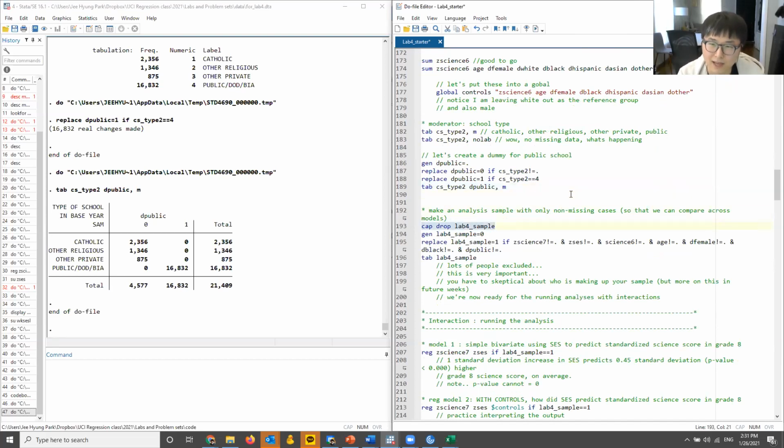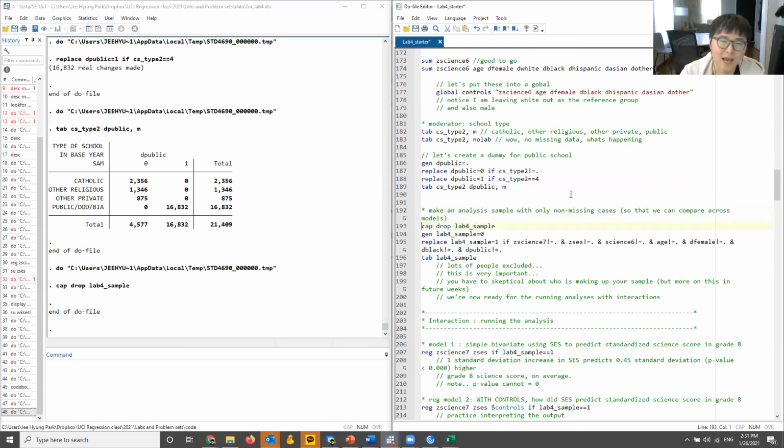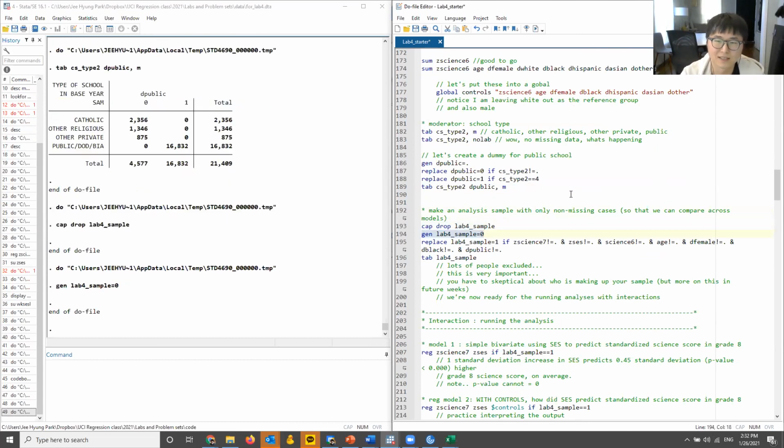And then we'll create our analytic sample indicator. Again, the cap drop is just in case I have a variable named something like this. I'll start with a 0. I ask that you're not missing on any of the variables that we're looking at.